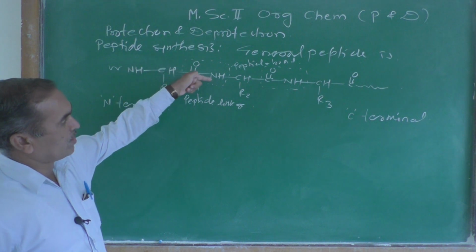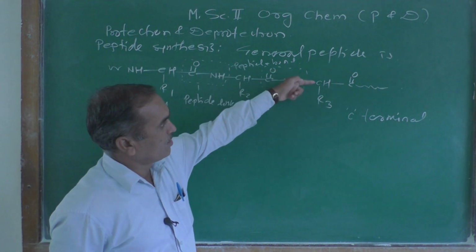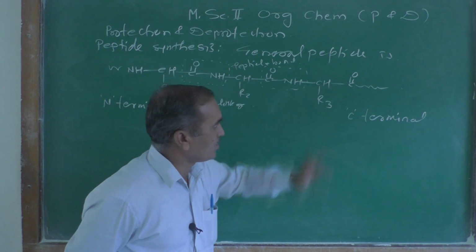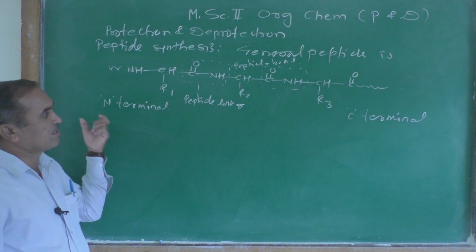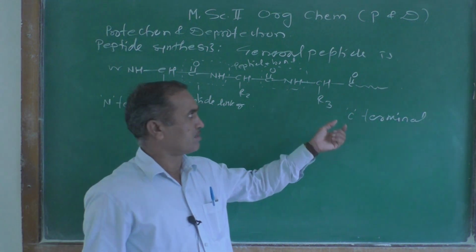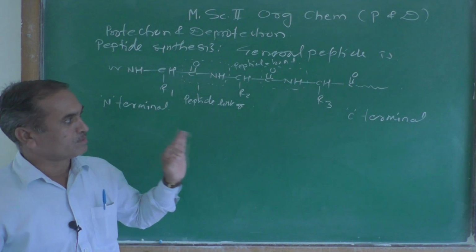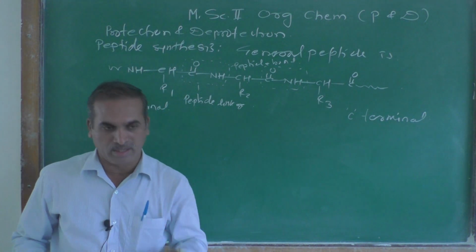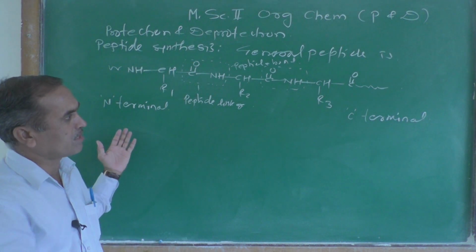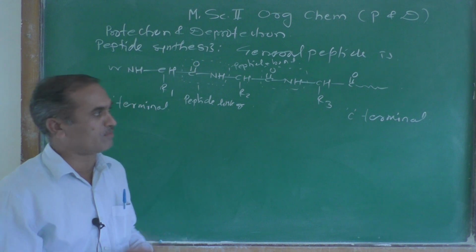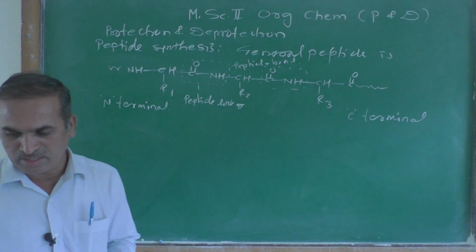NH-CHR1-C=O, NH-CHR2-C=O, NH-CHR3-C=O, like this. This side is called the N terminal, whereas this side is called the C terminal. There are two terminals: the N terminal is always on the left-hand side, and the C terminal is always on the right-hand side. So these are the terminals.